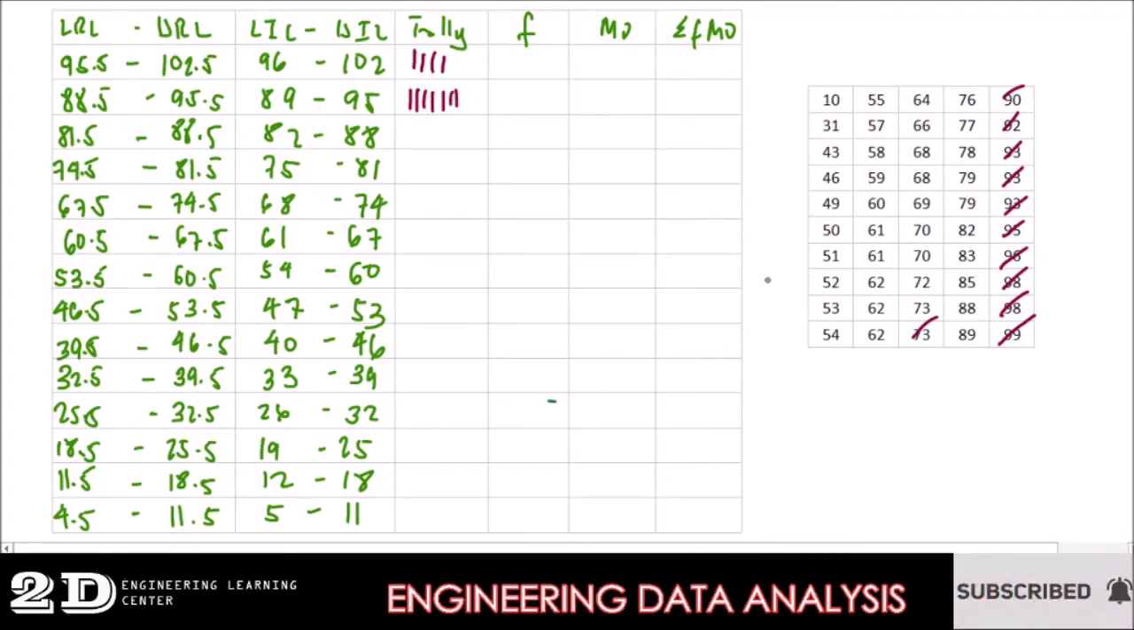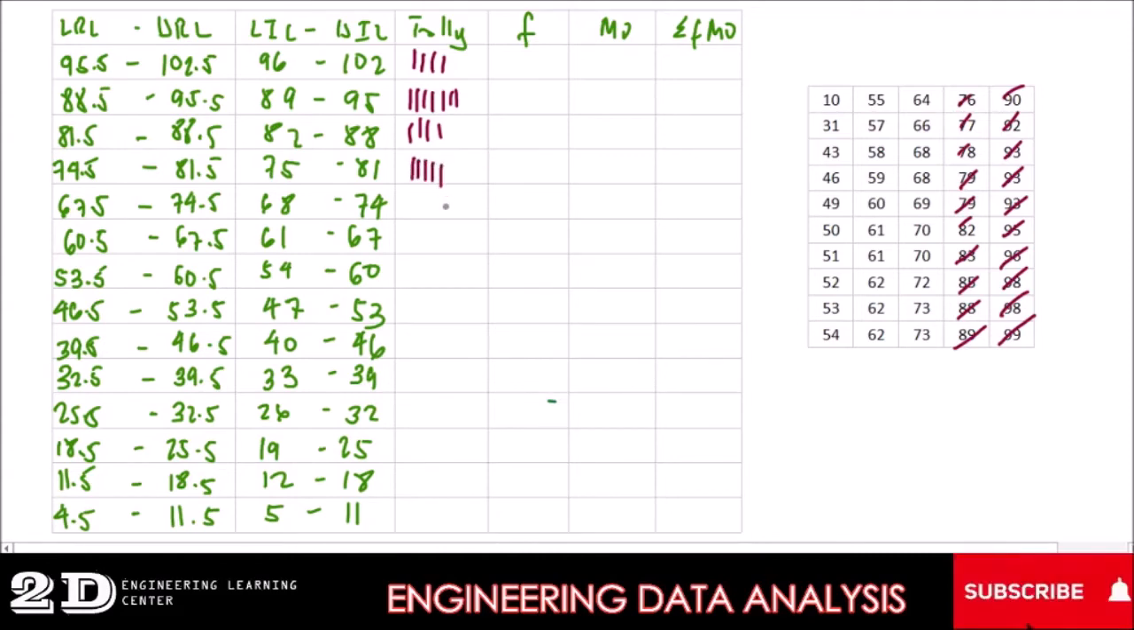Then from 82 to 88, let's just review first the 89 to 95. 1, 2, 3, 4, 5, 6, 7. Okay, just erase this one. Then 82 to 88, you have 1, 2, 3, 4. Then from 75 to 81, you have 1, 2, 3, 4, 5. So only 5.